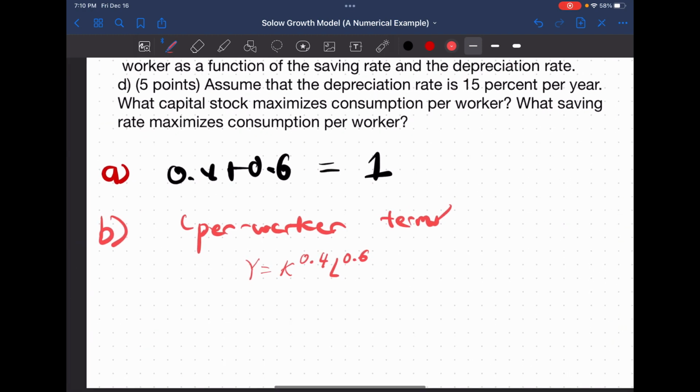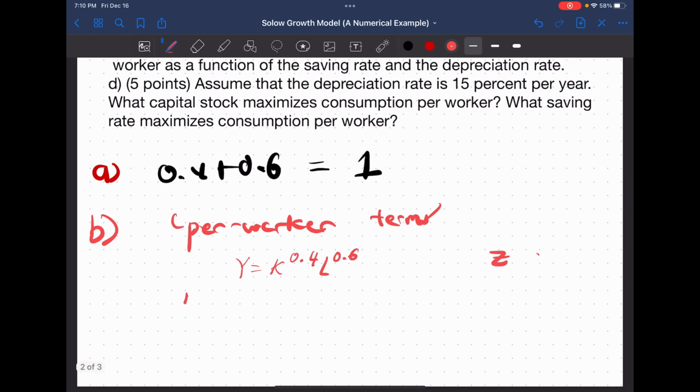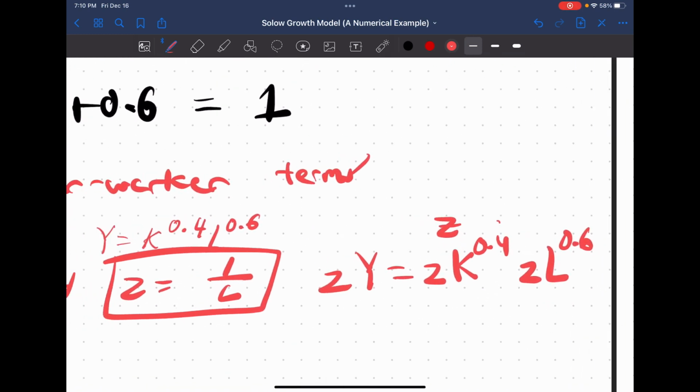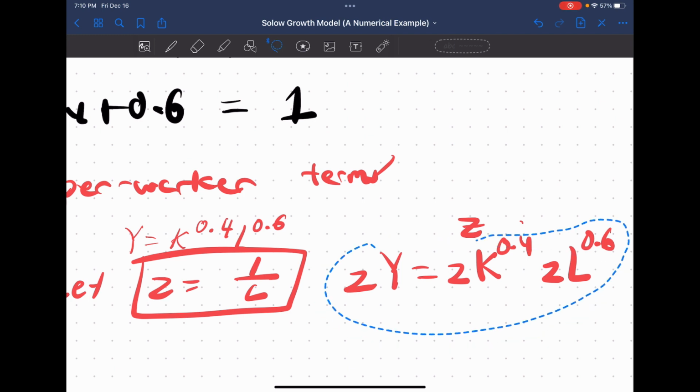Now let us multiply every component of the production function by z. So we let z equal 1 over L. We are making sure that the production function is in per worker terms. So zY equals z times K^0.4, then zL^0.6. Now let's expand that. I'm going to move it to the other page so it's easier for you guys.